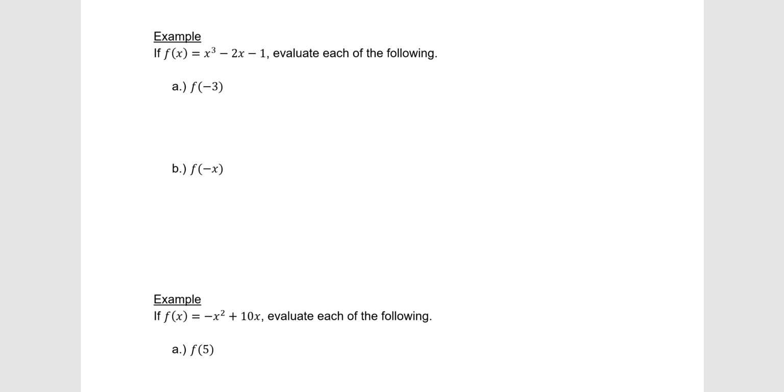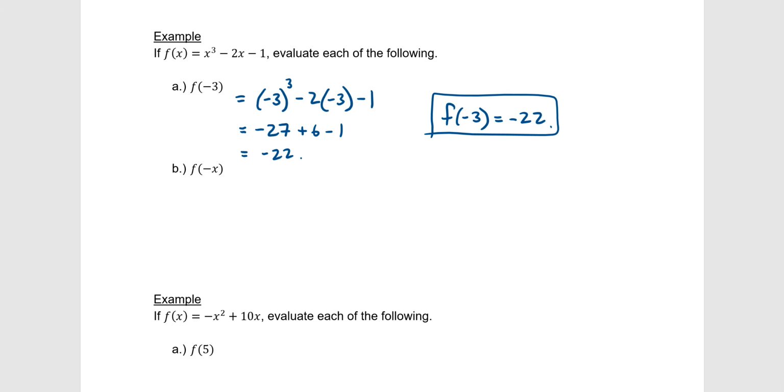We have f of x equals x cubed minus 2x minus 1. And for the first one here, we want to evaluate f of negative 3. So x equals negative 3, so we're going to plug in a negative 3 everywhere there's an x. And remember to use parentheses. So order of operations here in evaluating this, we end up getting negative 22. So f of negative 3 equals negative 22. And remember, this corresponds to an xy ordered pair, negative 3 comma negative 22.